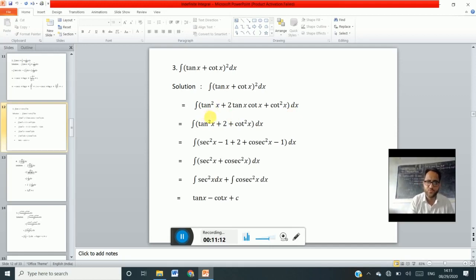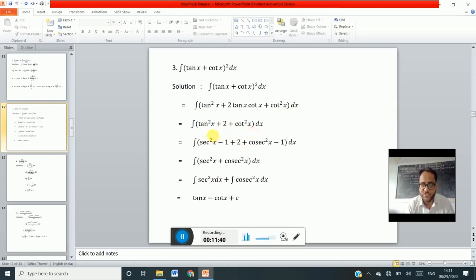Then simplify first of all again. Tan square x plus 2 into tan x into cot x. What is tan into cot? Tan and cot are the reciprocal of each other, because tan x equals sin x upon cos x and cot x equals cos x upon sin x. So both are reciprocals, so cancel out the terms and we get only one, right? So this should be cancelled, and plus cot square x, right?